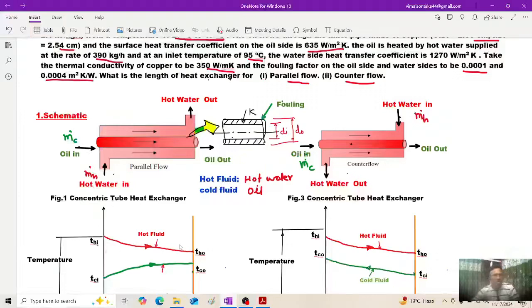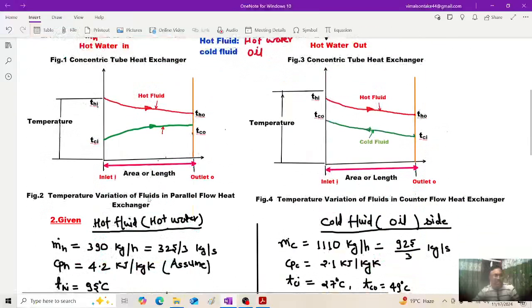As mentioned in the problem, oil, that is cold fluid, is entering through inner tube, flowing through the inner tube, entering at the left hand side and leaving the right hand side. In case of parallel flow, hot water will also be entering into the left hand side and will be leaving on the right hand side. In figure 2, temperature variation of hot and cold fluids is shown considering parallel flow arrangement.